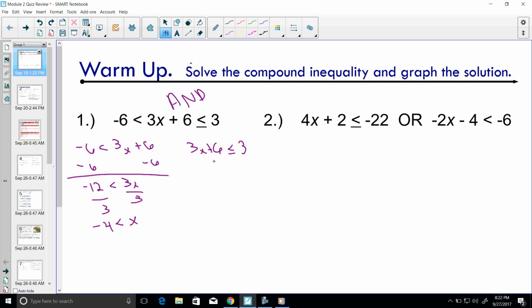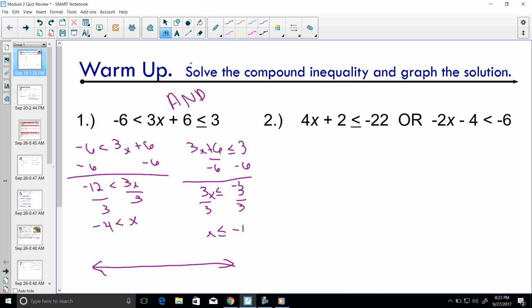And on the other side, we do the same exact steps. Subtract 6 from both sides, -6 minus 6. That gives me 3x is less than or equal to -3. And then I divide by 3, divide by 3. X is less than or equal to -1. So then I go ahead and graph that on the number line.